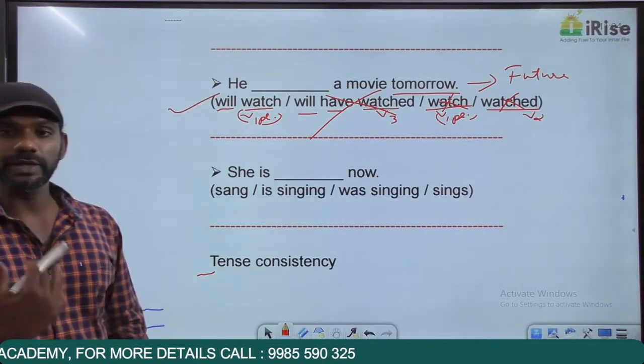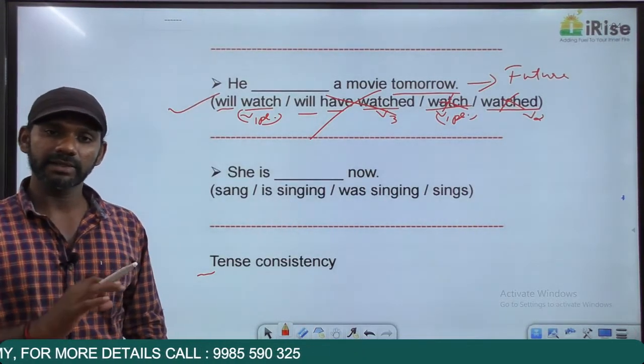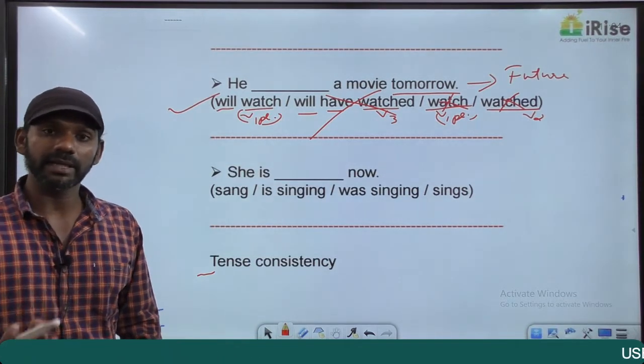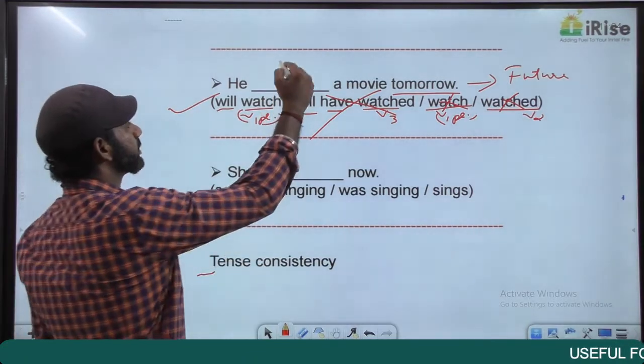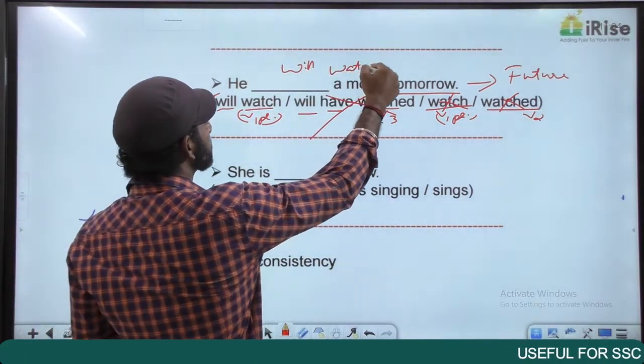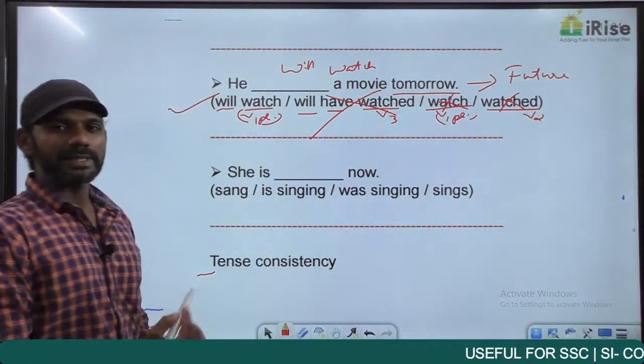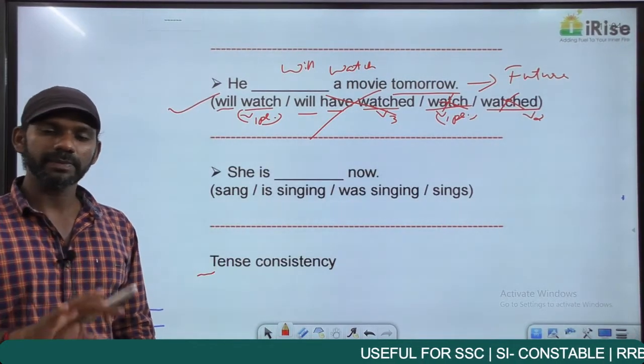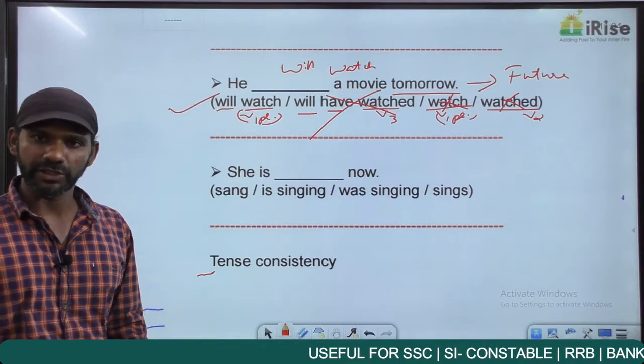He dash a movie tomorrow. That means the action is not getting completed tomorrow. The action is going to get started tomorrow. So we have to use simple future, and will watch is simple future. We don't see a movie, we watch a movie. Seeing means just taking a look. Watching is something that happens for some time, done with concentration.